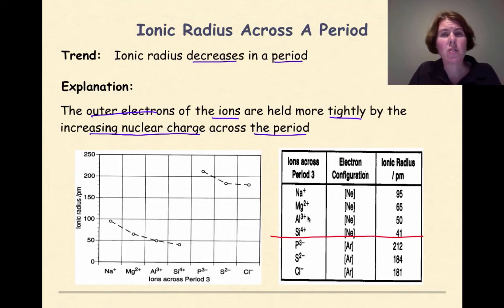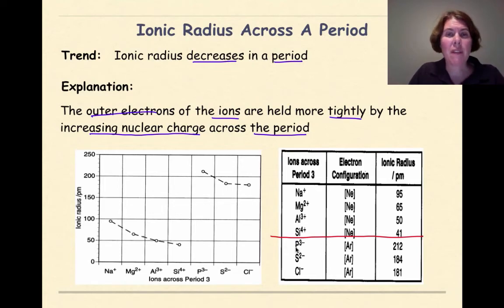And as the nuclear charge increases and becomes more positive, it's going to have more pull on that outermost shell, pulling it in. So as we look at sodium to magnesium to aluminum to silicon, we can see that the ionic radius is going to get smaller.